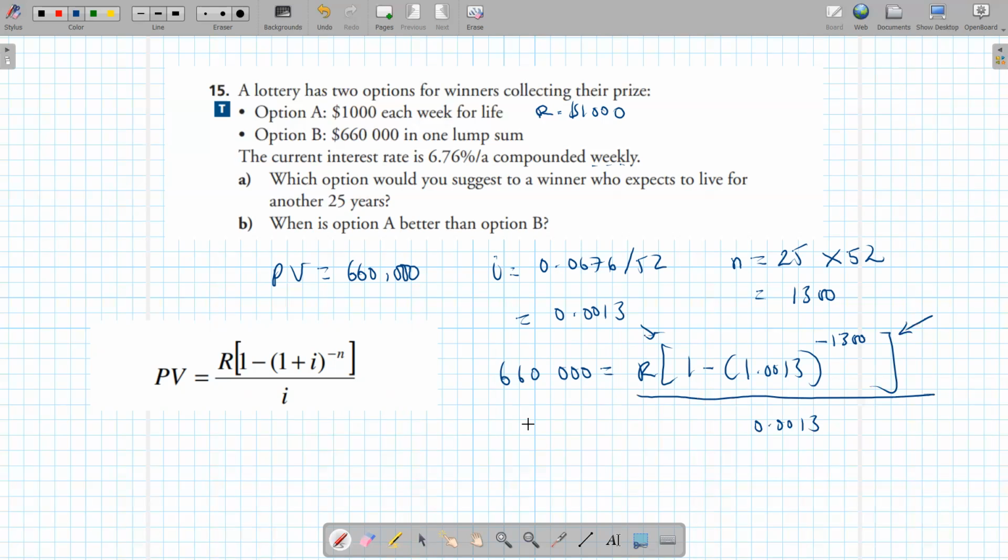I got 627.136. That's your final R value. Doesn't seem right. 0.0013. Can you say that again? 627.136. Okay, that's not your R value. What you did was you did this and then you divided by this. What do we do next to find the R value?